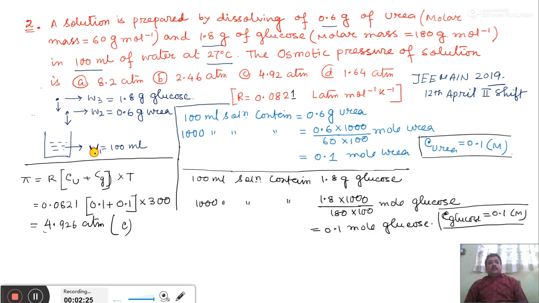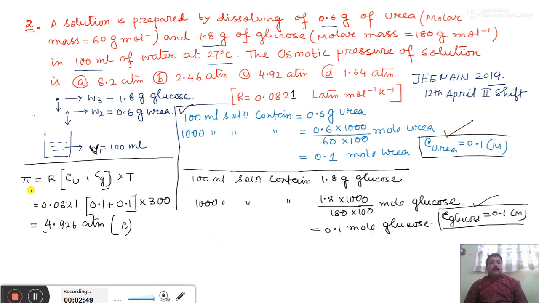The solution is, according to the question, if we draw a picture, we see that the volume of the solution is 100 ml, which contains 0.6 gram urea and 1.8 gram of glucose. Now 100 ml solution contains 0.6 gram urea, so 1000 ml solution contains 0.1 mole of urea. So the concentration of urea is 0.1 mole. Similarly, the concentration of glucose is 0.1 mole.